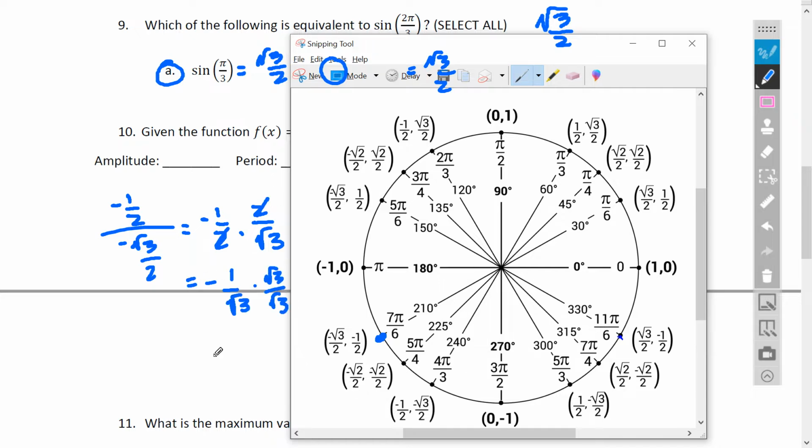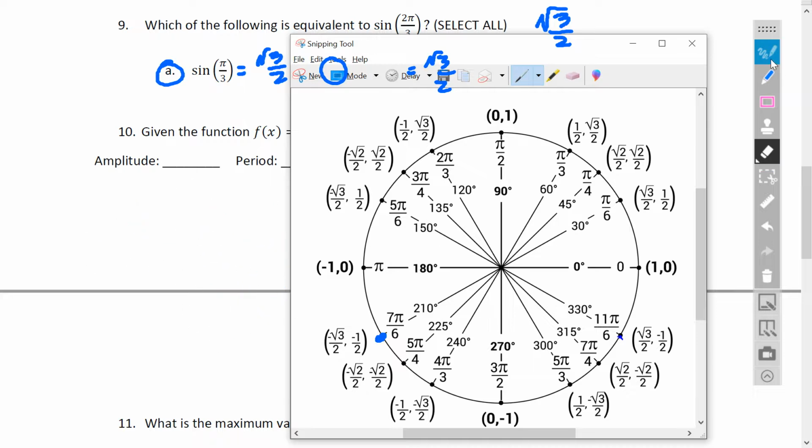Multiply by square root 3 to get rid of the radical in the denominator. Oh wait, these were both negative, so this is actually going to be positive because these are both negative. So we get positive square root 3 over 3, which is not the same. It's close, but it's not the same. So letter C does not work here.